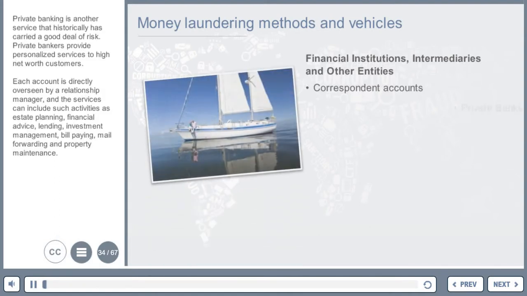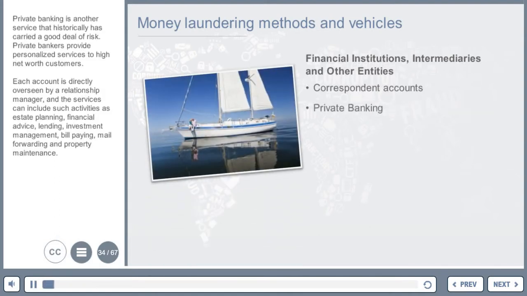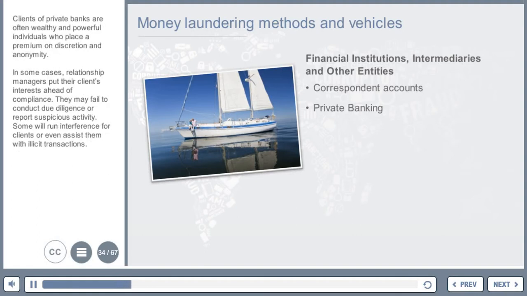Private banking is another service that historically has carried a good deal of risk. Private bankers provide personalized services to high net worth customers. Each account is directly overseen by a relationship manager, and the services can include such activities as estate planning, financial advice, lending, investment management, bill paying, mail forwarding, and property maintenance. Clients of private banks are often wealthy and powerful individuals who place a premium on discretion and anonymity.